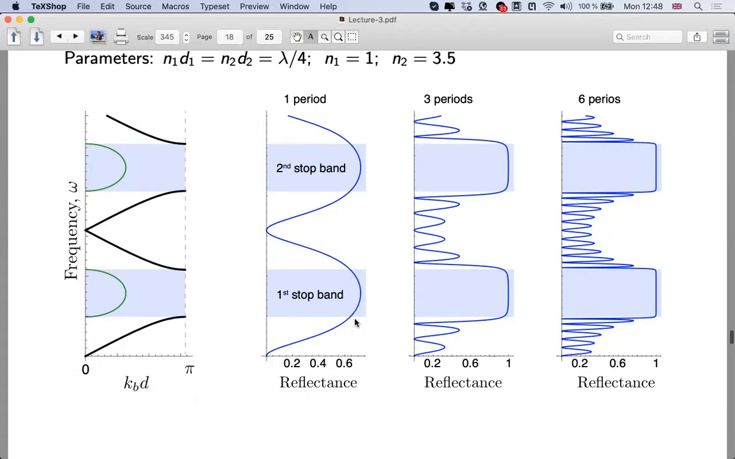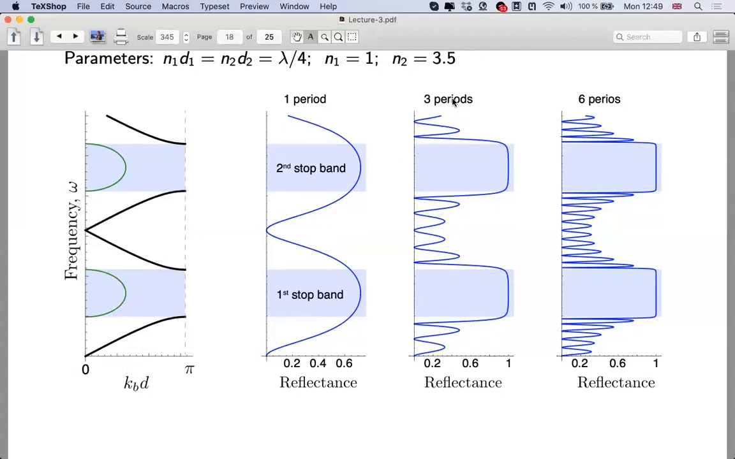I would like to highlight it's not a kind of periodic structure. It's a periodic structure consisting of just one period. But even though I have only one period, I have very high reflectance here. Like 0.2, 0.46, like 65%, exactly in the region where I would like to have the band gap. First band gap, second band gap, okay.